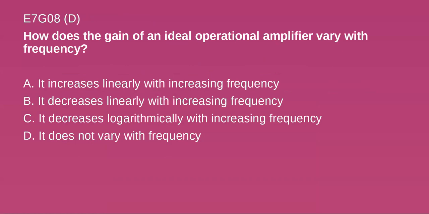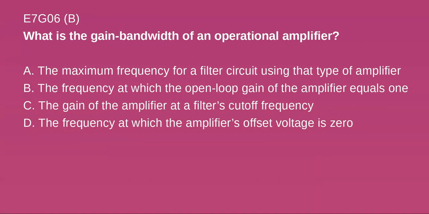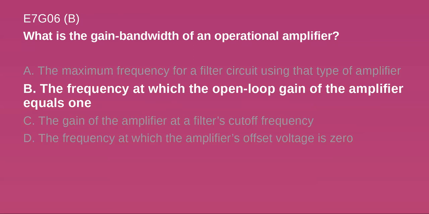So how does the gain of an ideal operational amplifier vary with frequency? It doesn't. It's ideal. What's the gain bandwidth of an operational amplifier? So the open loop gain equals 1. Could you clarify what you mean equals 1? Gain of 1. In other words, the output's equal to the input, so it has no effect anymore. Right. Okay. 0 dB.